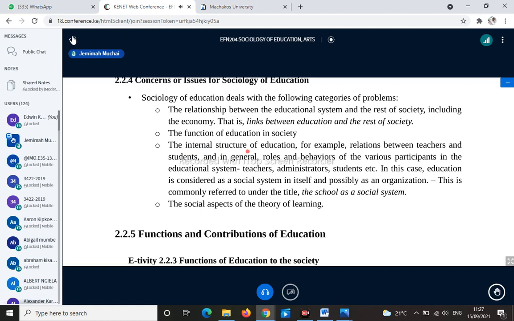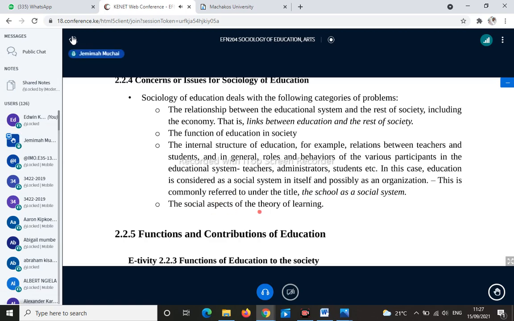The internal structure of education, for example, relationship between teacher and student, and in general, roles and behaviors of the various participants in the education system, that is, the teachers. What is the role of the teacher, the administrator, the student? We'll be looking at the role of the teacher and the student later, as we continue with our topics. In this case, education is considered as a social system in itself and possibly as an organization. We'll also be looking at a school as a social organization. This is commonly referred to under the title, the school as a social system. So we look at the characteristics of a social organization and whether a school has those characteristics.